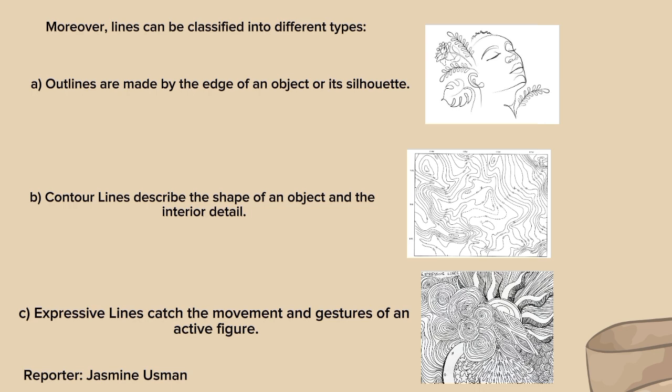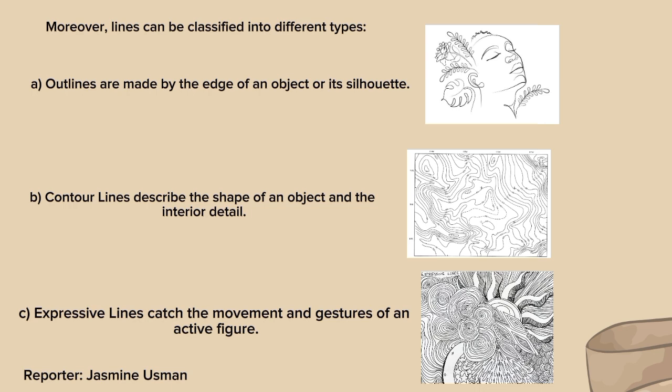The next one is the contour lines. Contour lines describe the shape of an object and the interior detail. In the statement, it means that the contour lines follow the contours or curves of an object, providing a sense of its three-dimensional form and structure. They not only outline the outer edges, but also convey the internal features such as folds, wrinkles, or surface textures.